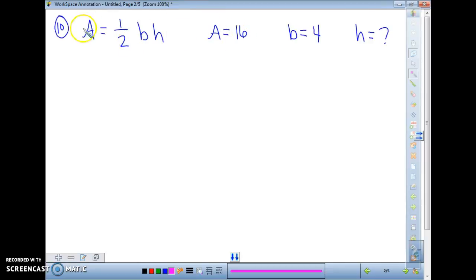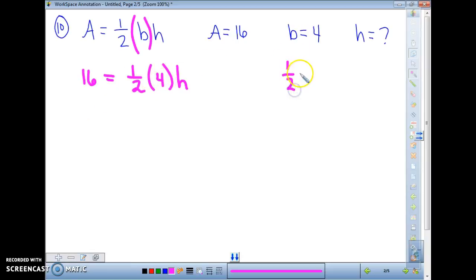So I'm going to plug 16 in the place of A. In the place of B, I'm going to put 4. And just bring the H down. Okay? Now before you try to solve it, and when I say solve, I mean before you start adding and subtracting stuff on each side or multiplying and dividing on each side, what you need to do is simplify anything before you start doing that. So here I need to take half times 4. What's half times 4? 2, because it means half of 4, right?